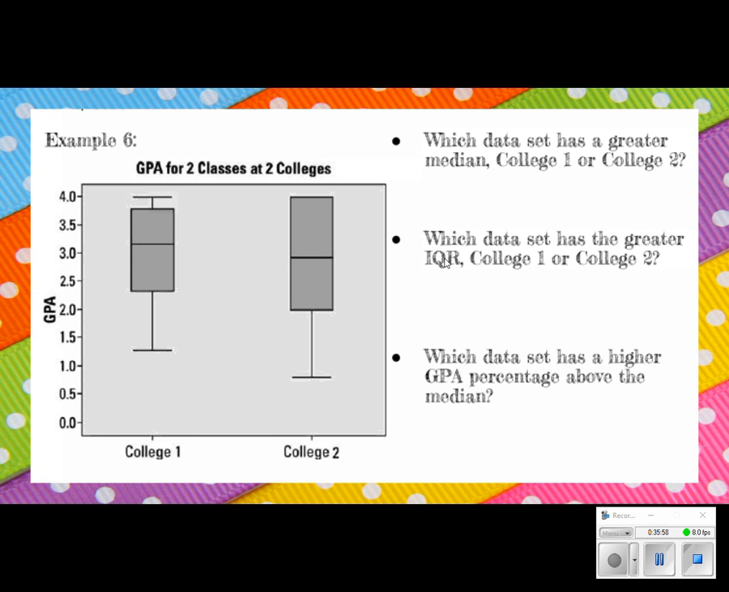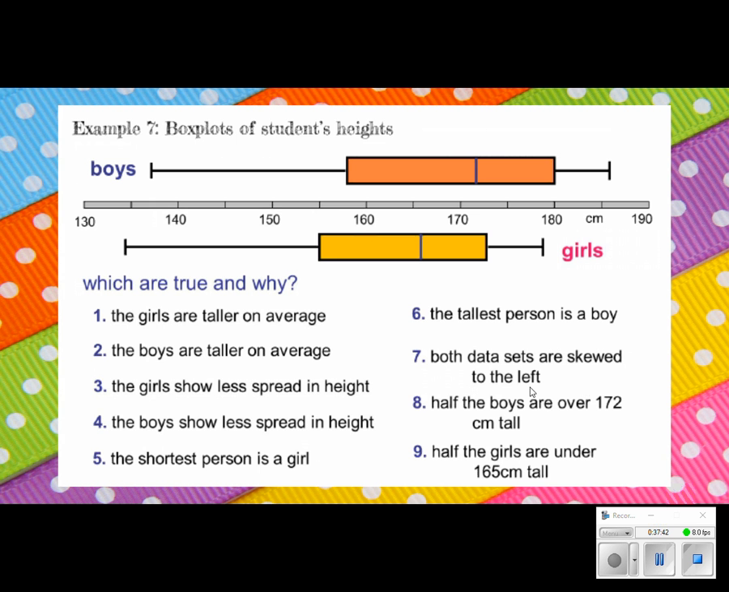All right, so IQR is interquartile range. That's Q3 minus Q1. That's the width of the box. So basically, which one has a wider box? College 2 has a wider IQR. Which data set has a higher GPA percentage above the median?